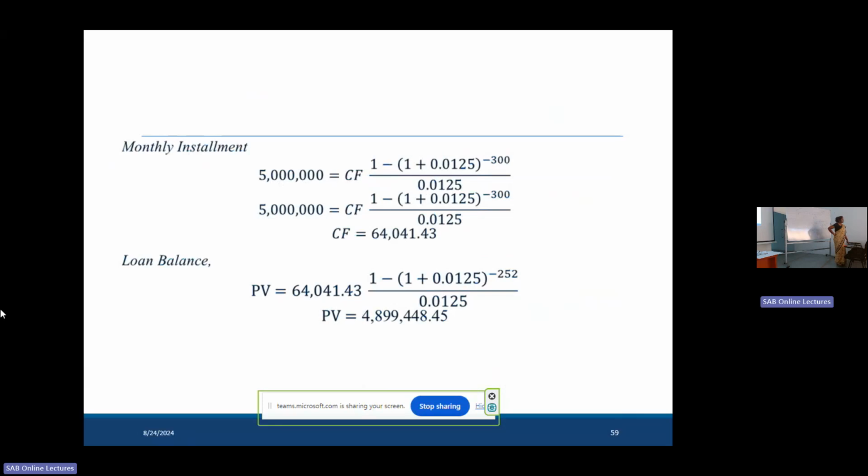Banks are using time value factors. They are calculating based on these factors. So you have to pay 4.8 million. So this is the outstanding value, 4.8 million.